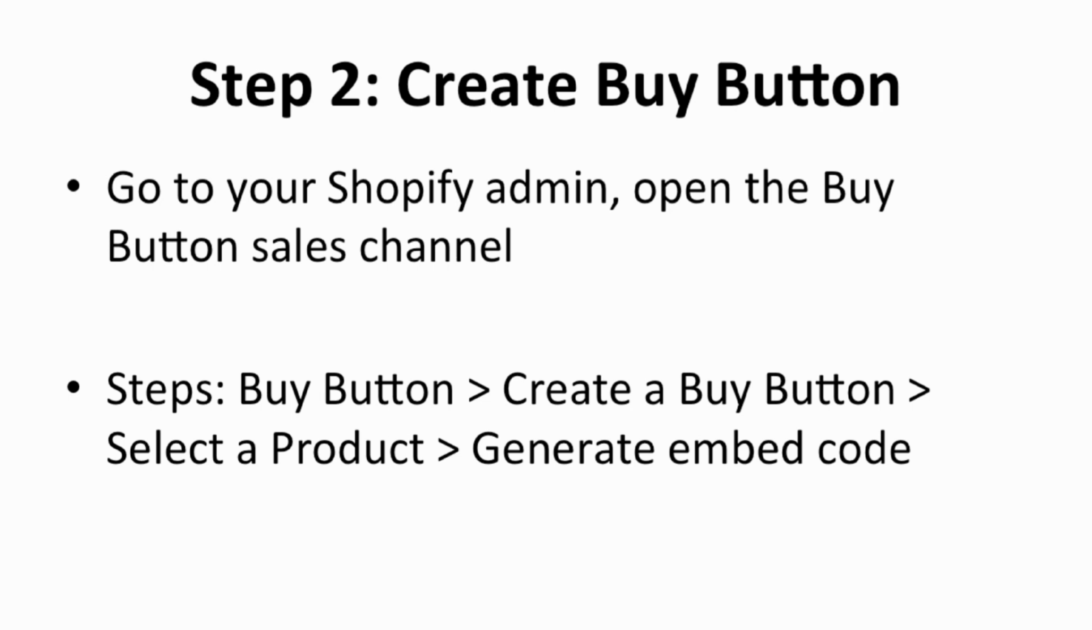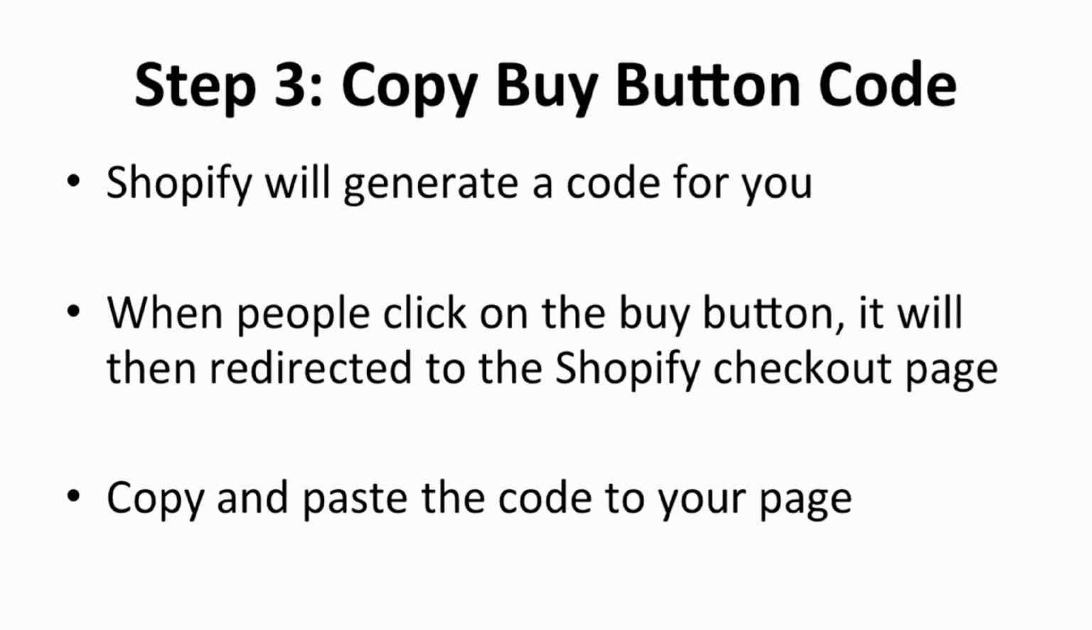On the Create a Buy Button page, you can actually customize the buy button according to your needs. You can edit the button's color, text, and appearance. For instance, if you feel that an orange color buy button would convert better than other colors, you can change it here. Once you're done with editing the buy button and have selected the product, double-check the price and design. Then, click on the Generate Embed Code button at the bottom of the page. Shopify will then generate a code for you. Sometimes it may take a little bit, so just be patient.